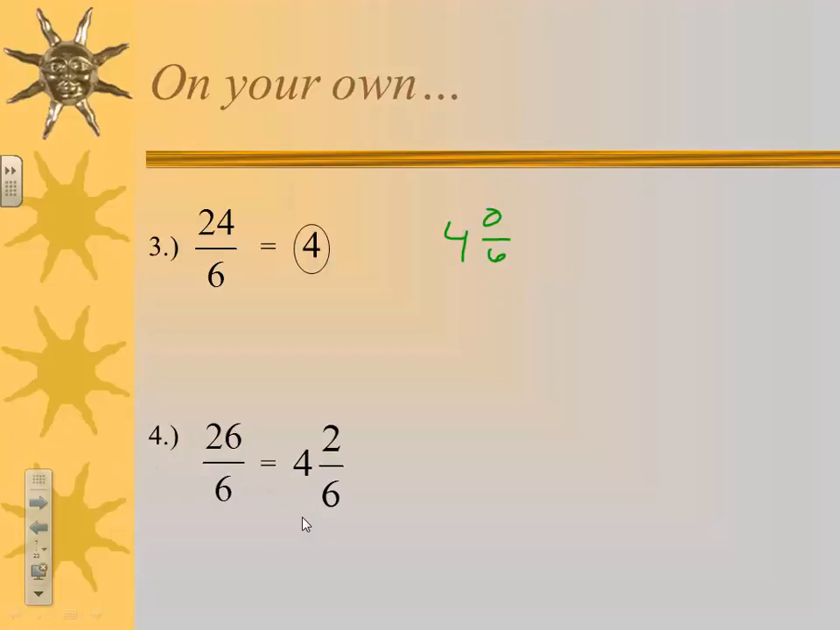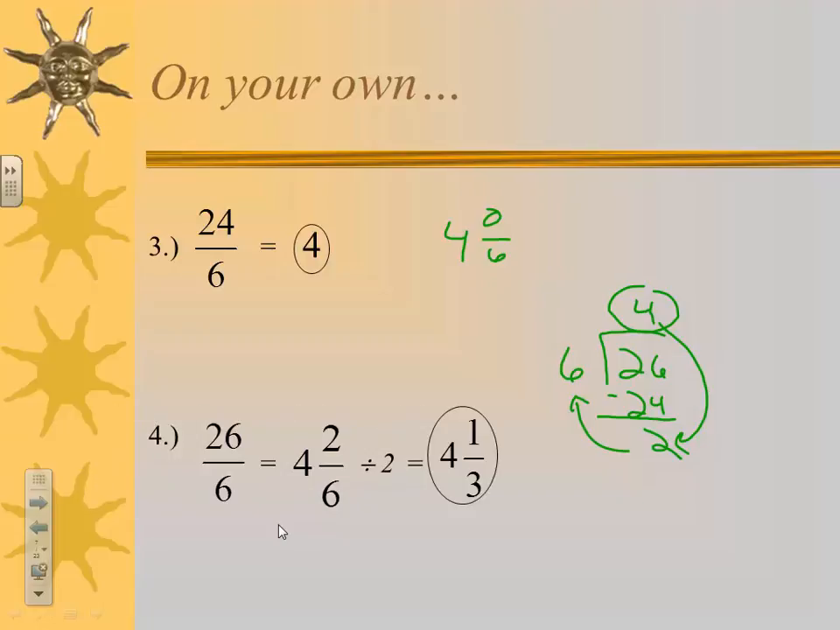The bottom one, 6 goes into 26 4 times, which is 24. Let's do it this way, top number under the bridge. 6 goes in here 4 times, which is 24, giving me 2 left over. So 4 is the whole number, 2 left over out of 6. Except 2 over 6 is not in simplest form. We can divide them both by 2, giving us 4 and 1/3. Hopefully you got that, 4 and 1/3. If you didn't, please make that correction.